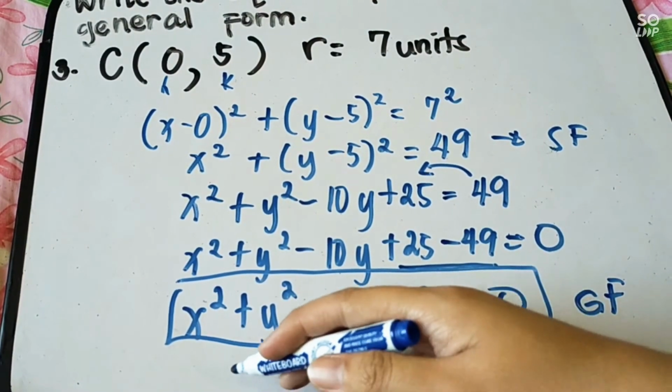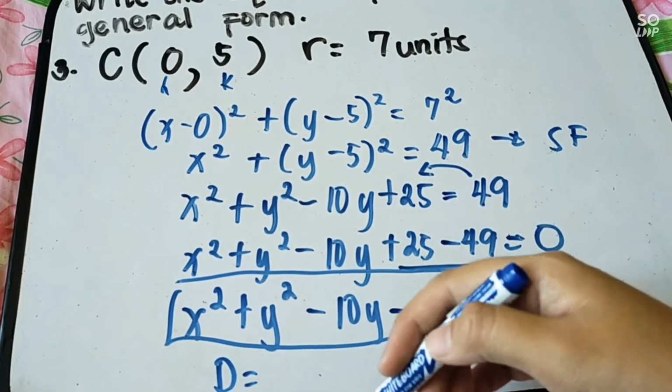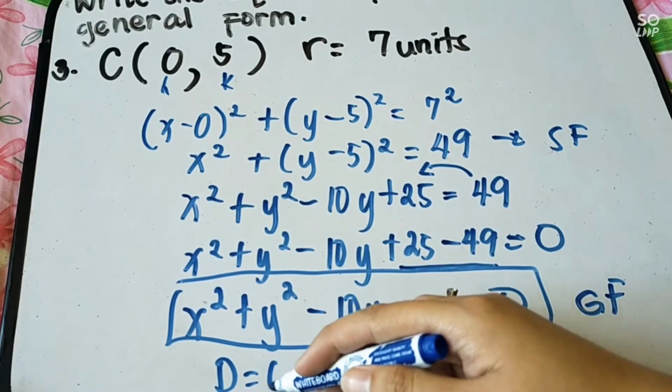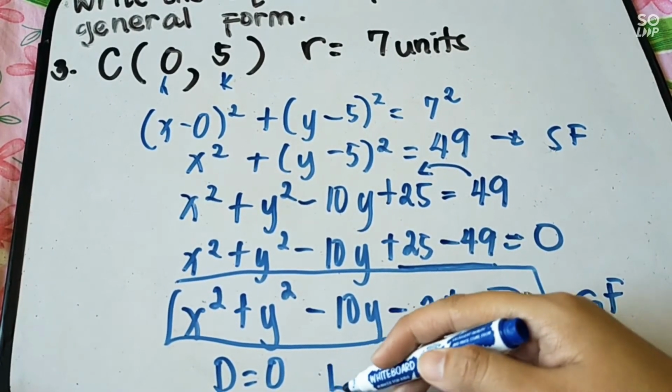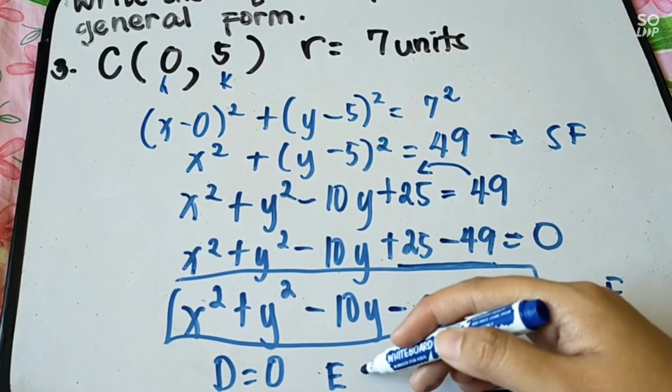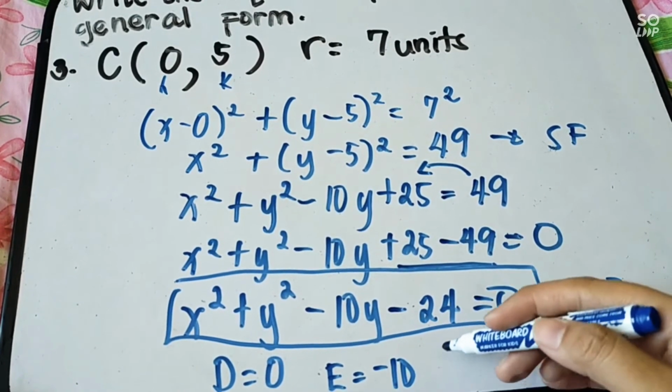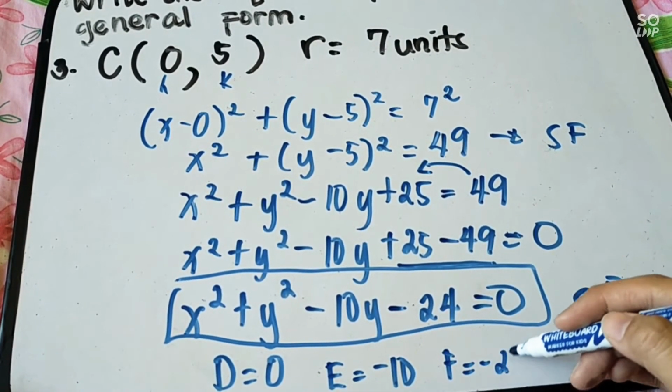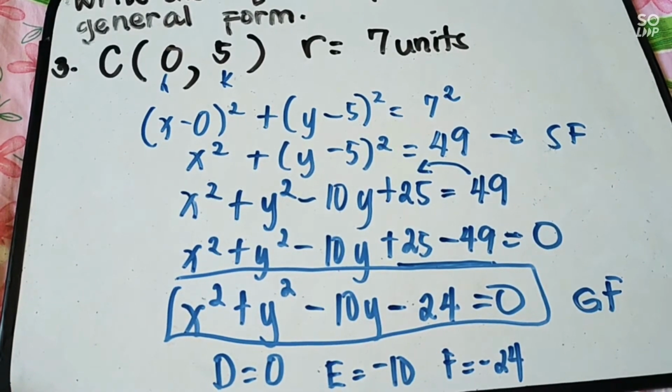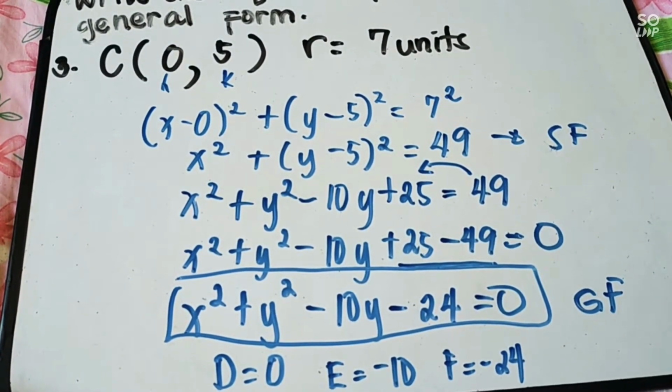But if you are going to find for D, ang D mo, yung katabi ni x ay wala. So, we have 0. Ang E mo, katabi ni y, which is negative 10. Then, ang F mo, we have negative 24. Is it clear? Let's have another one.